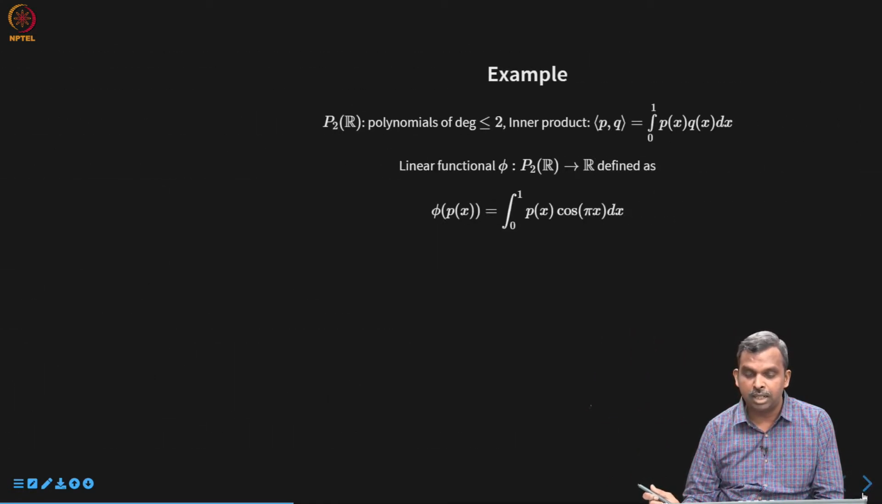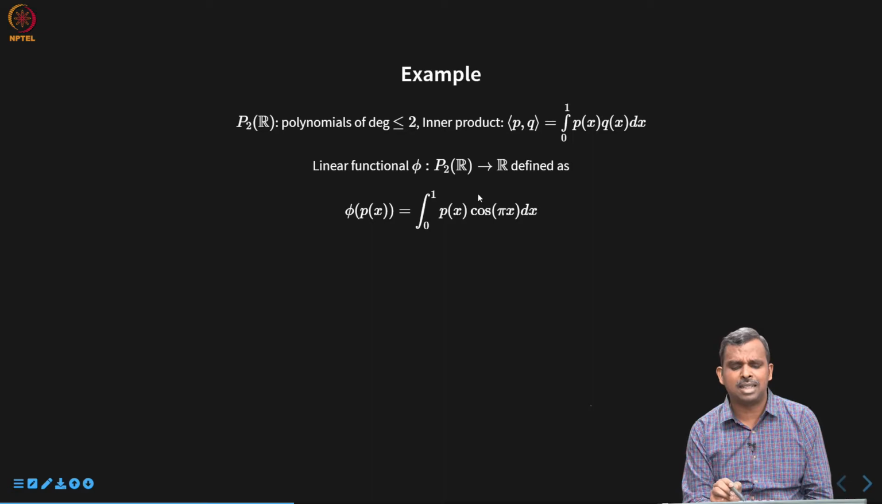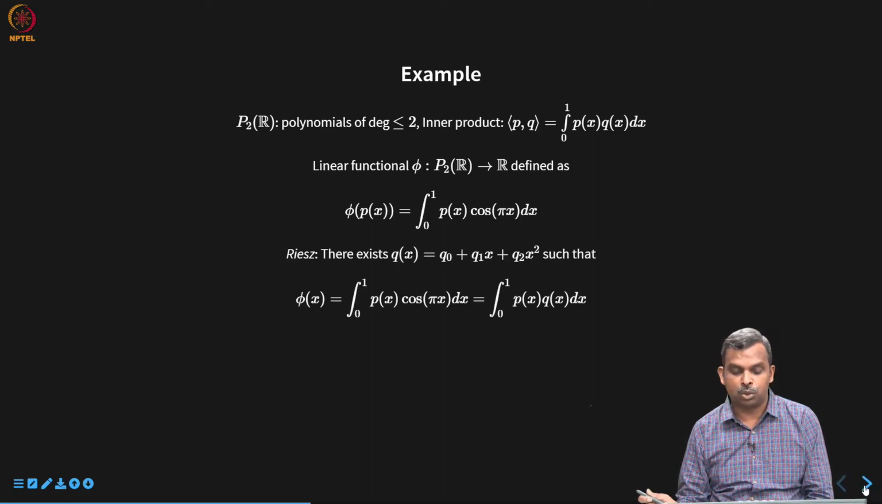Let's go and use it in the example that we had here. We had polynomials of degree less than or equal to 2, and we used this inner product: p comma q is the integral from 0 to 1 of p of x q of x dx. Let's say we look at this linear functional defined with respect to this cos pi x showing up. This example is done in your book as well. You can take a look, but let me quickly illustrate what's going on.